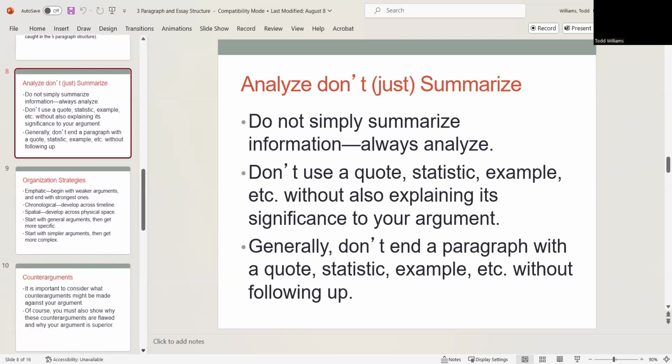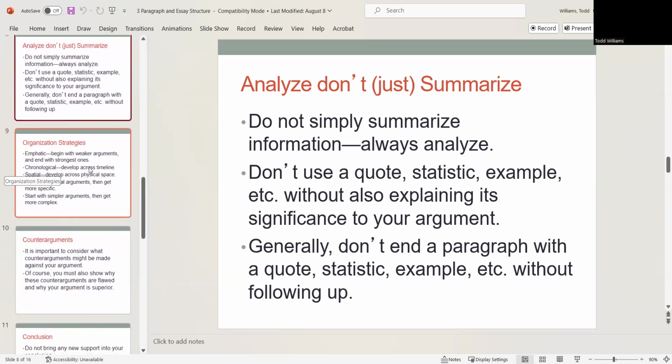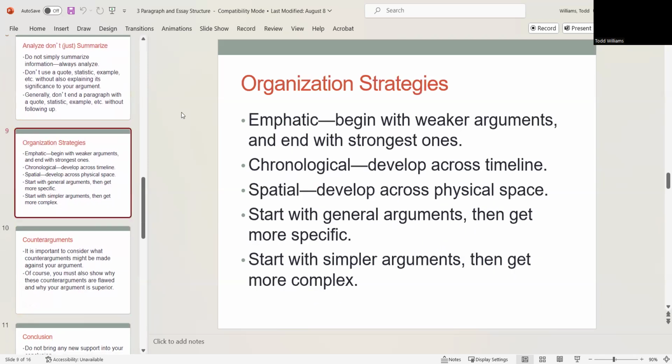So let's say you have your main points, however many there are. How do you organize them? Sometimes that can be an issue. So here's some organization strategies, and again, every essay is different, so different things will work with different essays. One that I like that I find very useful is the emphatic approach. Basically, this is begin with weaker arguments and end with stronger ones. That way, you end with emphasis. You end emphatically on your strongest points.